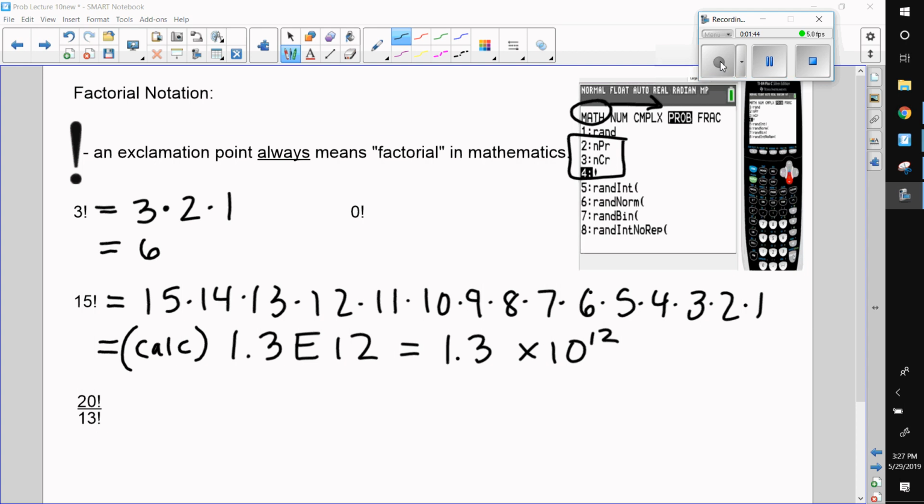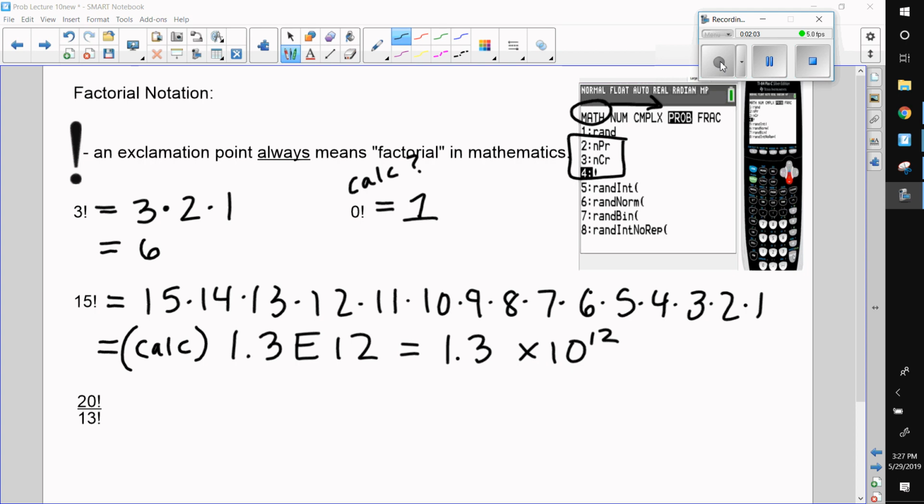The other silly thing that you have here is your 0 factorial, and if you try this in your calculator, it'll tell you what's happening here, but it's actually going to be 1. So your 0 factorial actually equals 1. It's not 0.